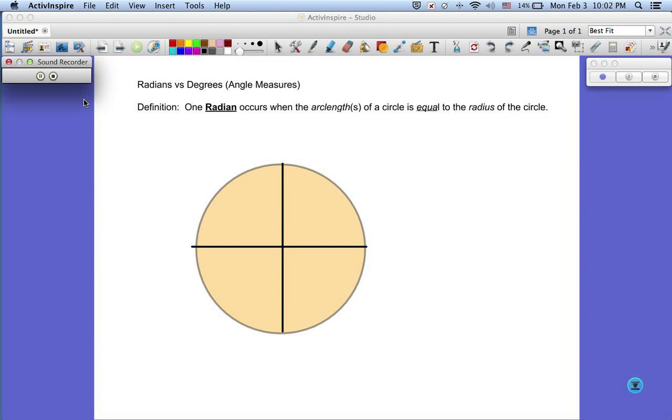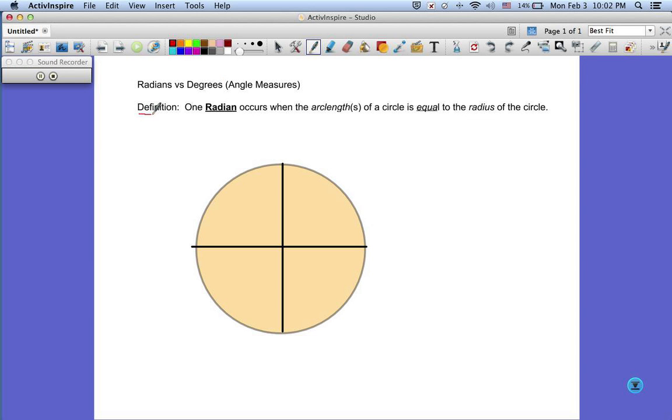Hello there. We are going to talk about something called radians. Radians versus degrees today. So if you look at the top here, we have radians versus degrees written here. And of course, we're talking about angle measures, not temperature. Radians versus degrees. Definition. It's a pretty important one here.